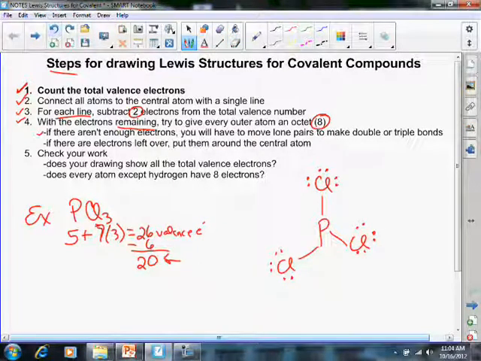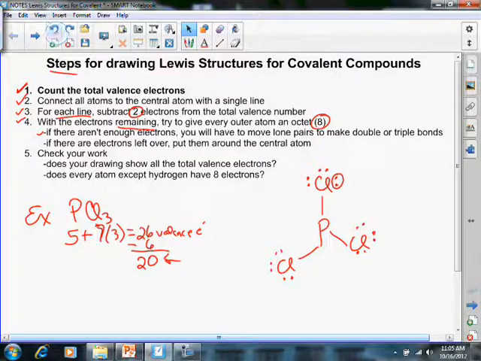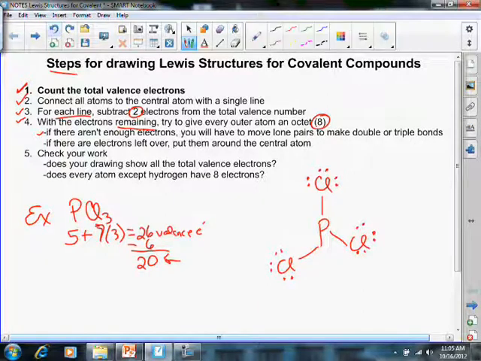If there aren't enough electrons, then you would have to move a lone pair into a double bond. So if I didn't have enough electrons, I might have to go back here and pick a lone pair, erase those out. Instead of that being a lone pair, I'd have to move it into a sharing position. But that's not going to be the case in this example. So in this example, I'm going to do this step here, which says if there are electrons left over, put them around the central atom. So what I just did when I put 6 electrons around each of those 3 chlorines, I used 6 times 3 is 18 electrons, so I still have 2 left over.